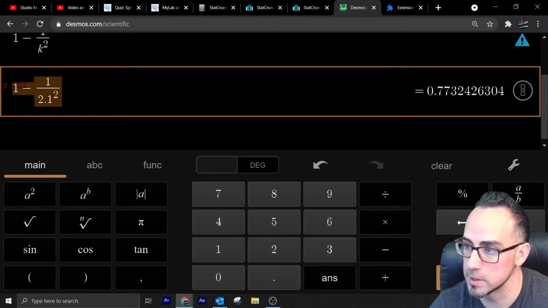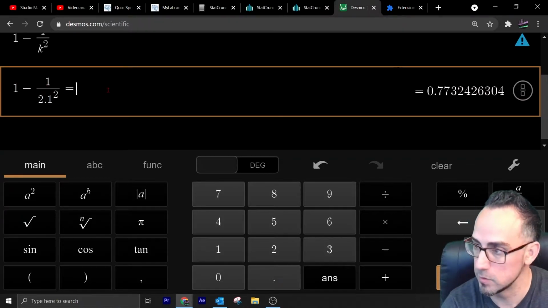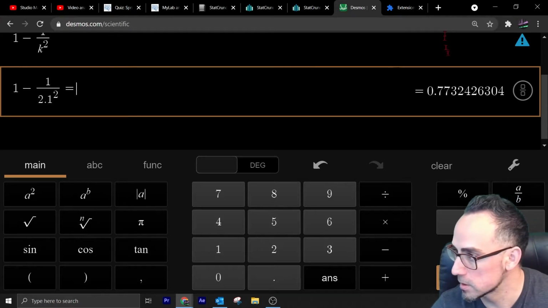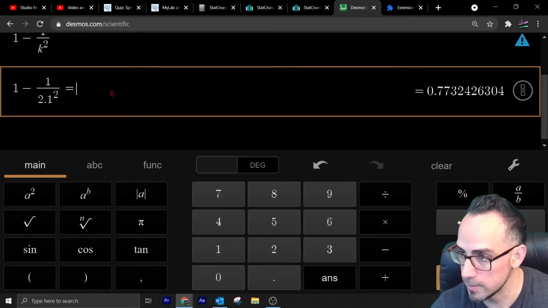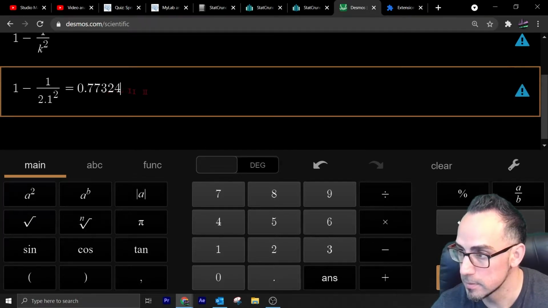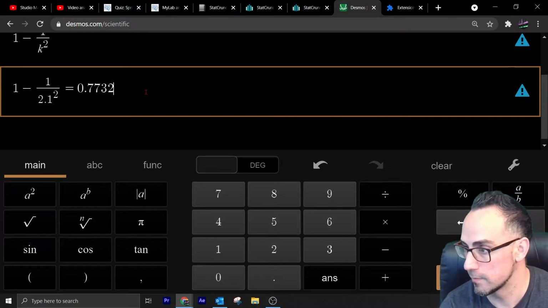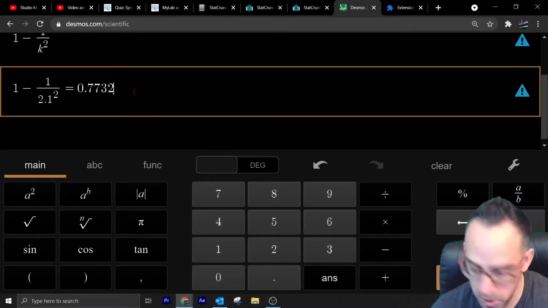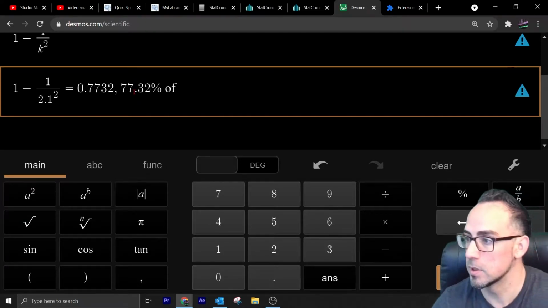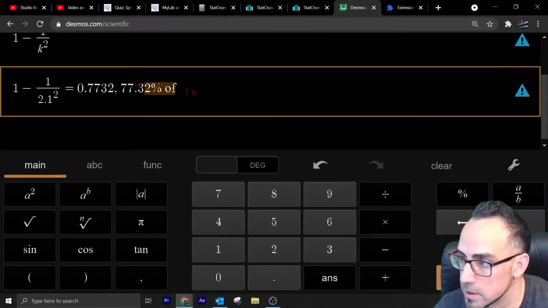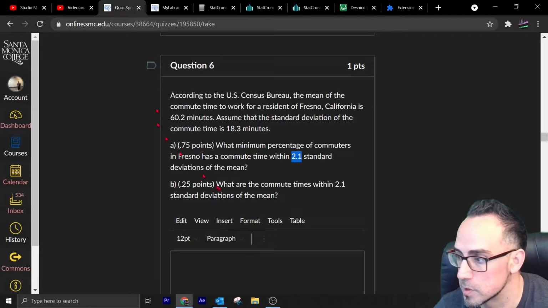You can show this stuff as your work. If you want, you could say equals, and then just copy this. We'll round that to 77.32%. If you want to say it as a percentage, you could say 77.32%. You could just copy this and paste it into Desmos if you want, and that's it. So the answer is 77.32%.